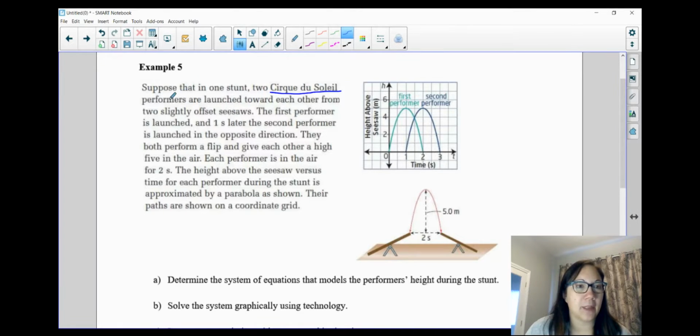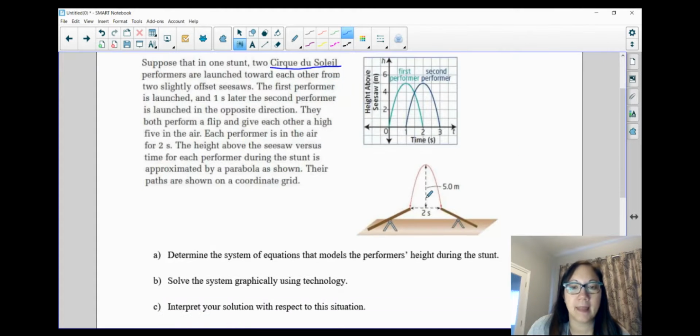Anyway, suppose that they're launched toward each other from 2 slightly offset seesaws. The first performer is launched, and then 1 second later, the second performer is launched in the opposite direction. They both perform a flip and give each other a high five in the air. Each performer is in the air for 2 seconds. The height above the seesaw versus the time for each performer during the stunt is approximated by the parabolas as shown. And their paths are shown in a coordinate grid. So we've got 2 diagrams to help us. One is the grid, and then we also have these seesaws showing a little bit of what happened here as well.